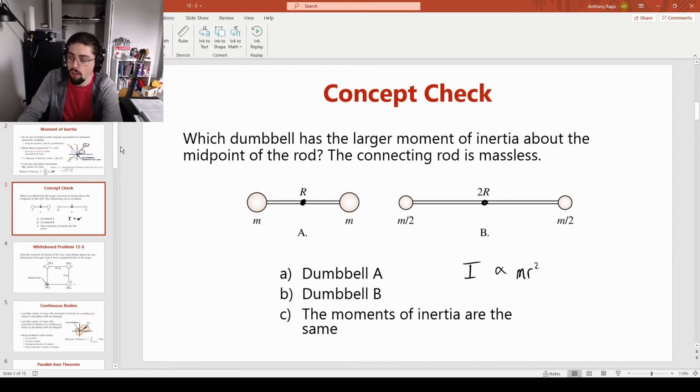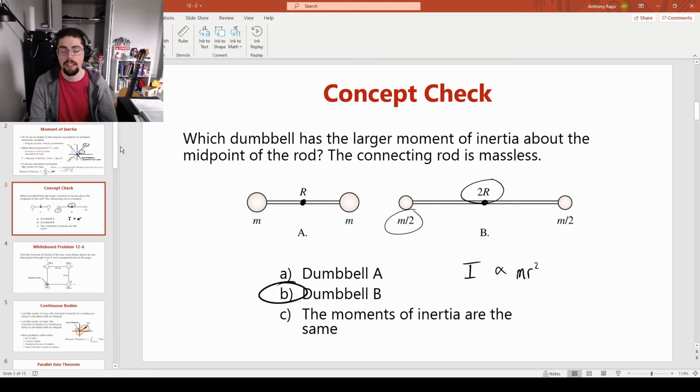If that's the case, then I look at these two things. All right, well, I've got one mass, one radius, and that's fine. Or I've got twice the radius, but only half the mass. Twice squared is 4 times. 1/2 doesn't outdo that 4 times. Dumbbell B should indeed have the larger moment of inertia. Does that make sense here?